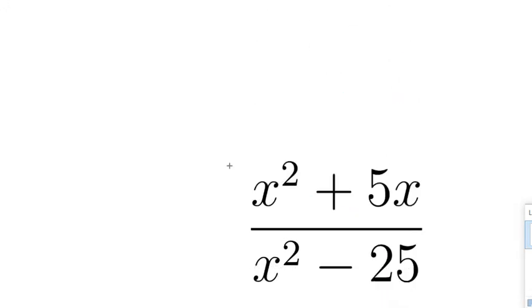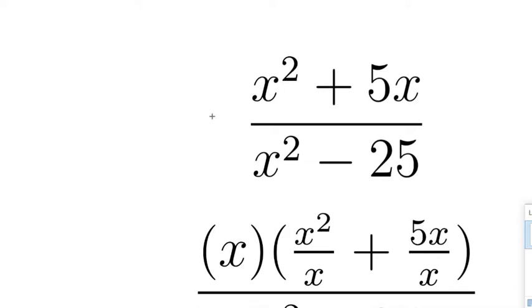This part right here is the x squared plus 5x over x squared minus 25 situation. All right, now one thing that is the case is you will notice that these two things have something in common. I'm looking at the top part, the numerator only, and you will notice that this is x times x, and this is 5x. So this means that this is x plus x plus x plus x plus x, and so on until there's exactly 5 of them.